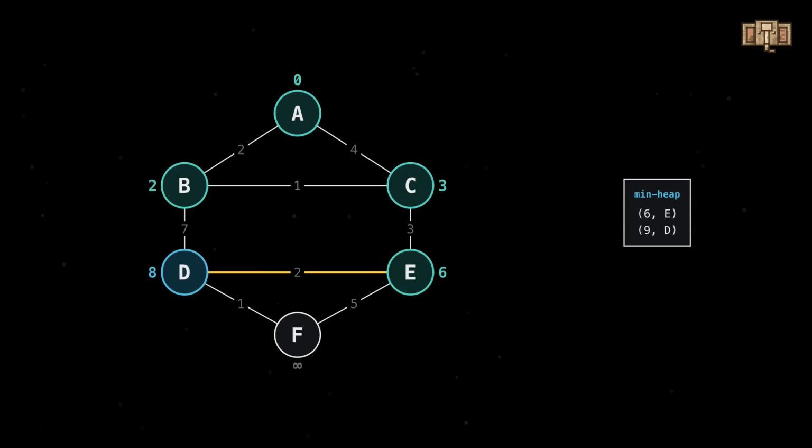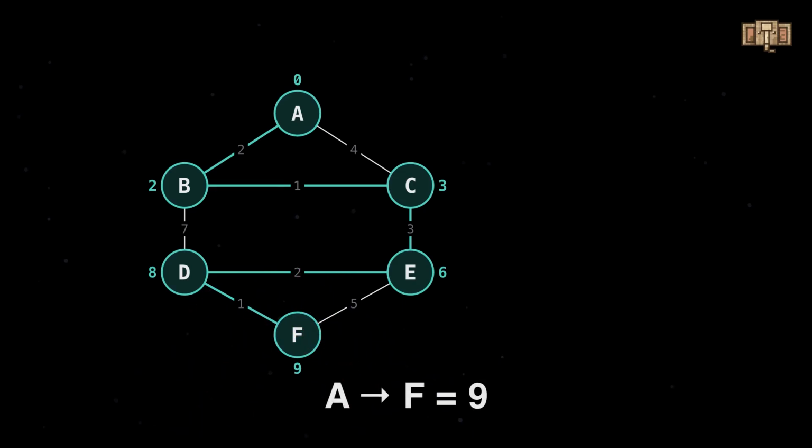Through E, D improves to 8, and F appears at 11. We settle D, and F improves to 9. At last, F settles at 9. Trace the path, A to B to C to E to D to F. 5 roads, summing to 9. The settled order, 0, 2, 3, 6, 8, 9.